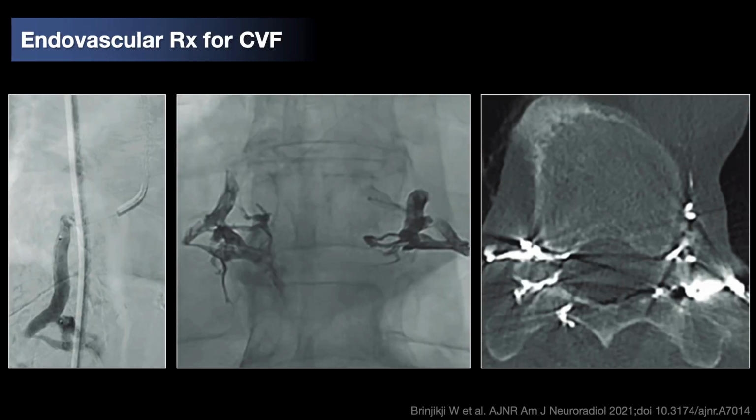Now, a treatment that's been described only this year is endovascular treatment for CSF venous fistulas by the Mayo Clinic group. This is really exciting because they've catheterized subsegmental draining veins that drain those CSF venous fistulas, and then they inject a liquid embolic agent. Here was one of a bilateral CSF venous fistula, and they've reported really great results from their series.